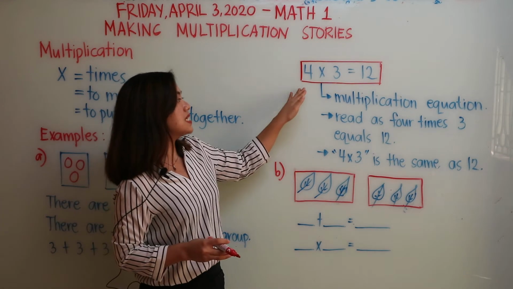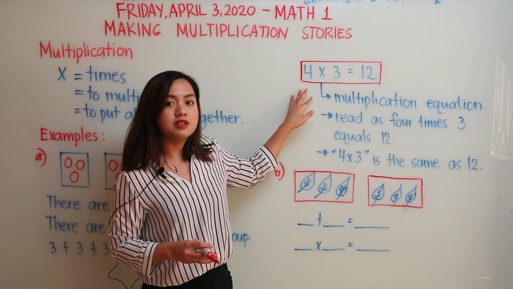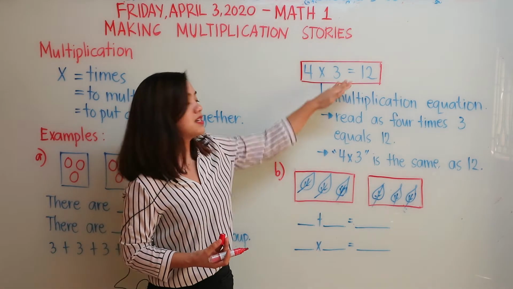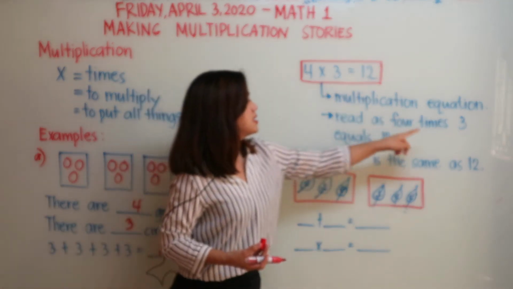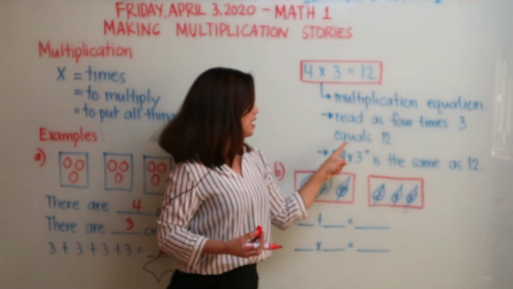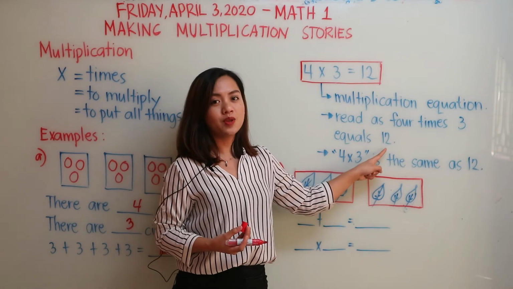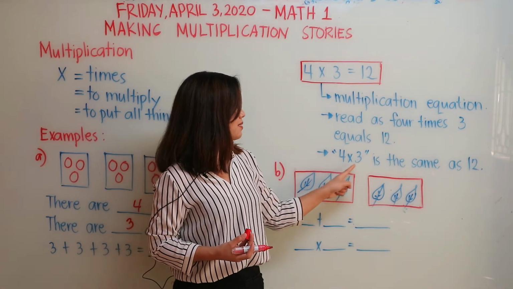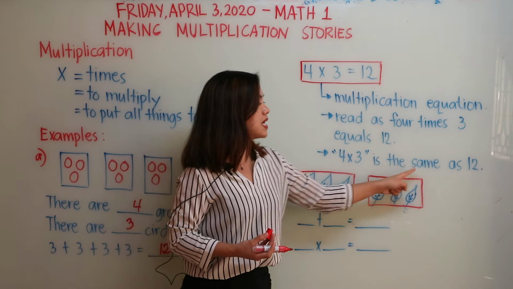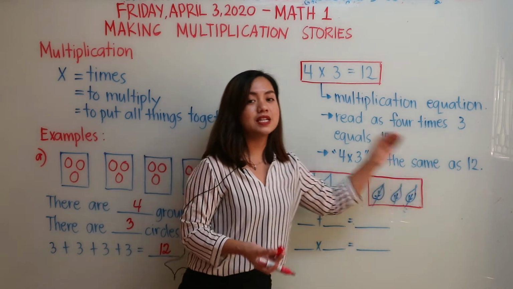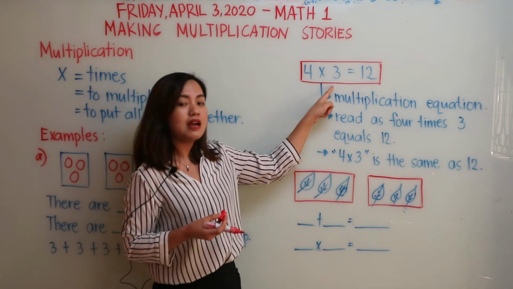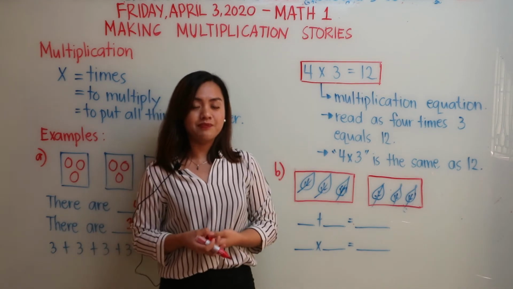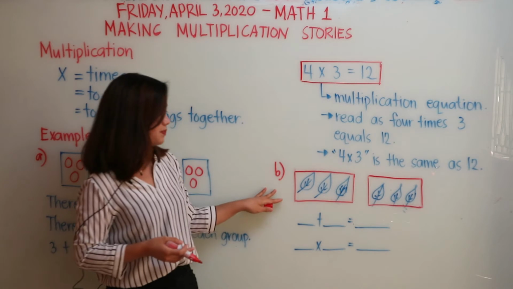So this is a multiplication equation. It is read as 4 times 3 equals 12, or 4 times 3 is the same as 12, because if you multiply 4 and 3, the answer is 12. Let's have another example here.